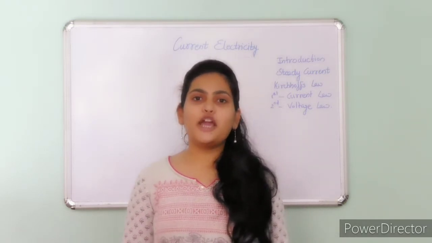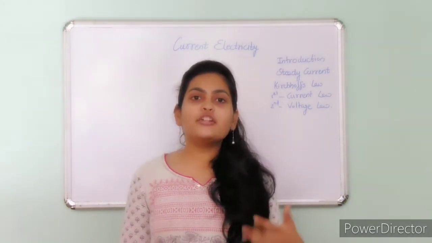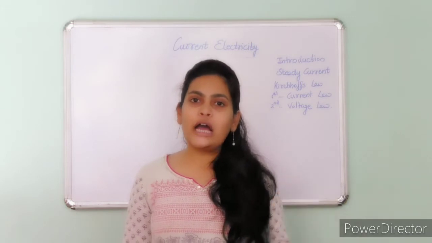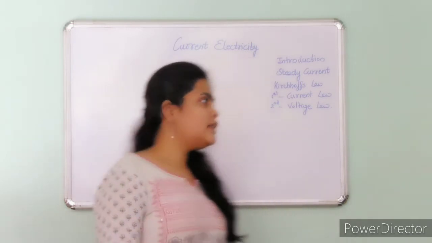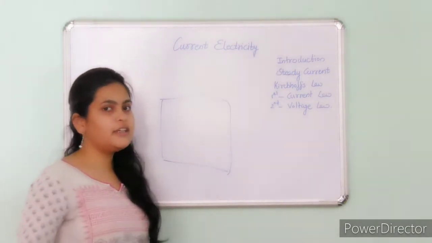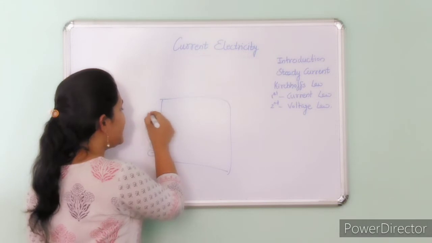So, what do you mean by current? Current is nothing but when electrons are set in motion. And when electrons are set in motion in a conductor, it constitutes current. When we take a conductor, suppose this is a copper wire, it has negatively charged particles called electrons.